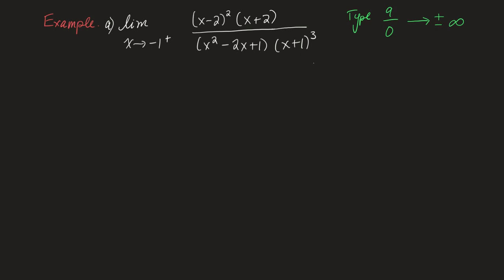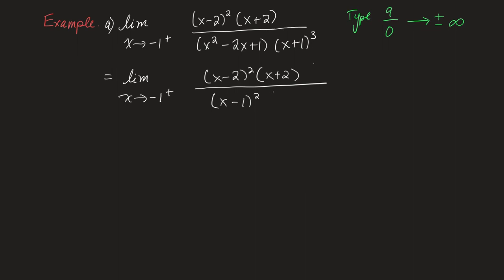Now, before I do that, I want to think about where the roots and the points on the number line are where this function would be undefined. So I'm going to rewrite this, and first of all, factor. So I get the limit as x tends to -1 from the right. I have (x - 2) squared times (x + 2) in the numerator. And when I factor that denominator, I get (x - 1) squared times (x + 1) cubed.